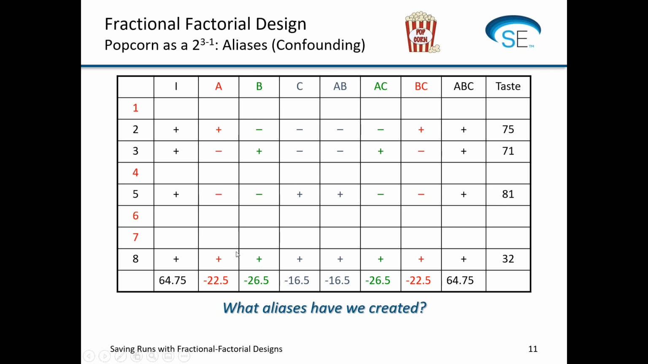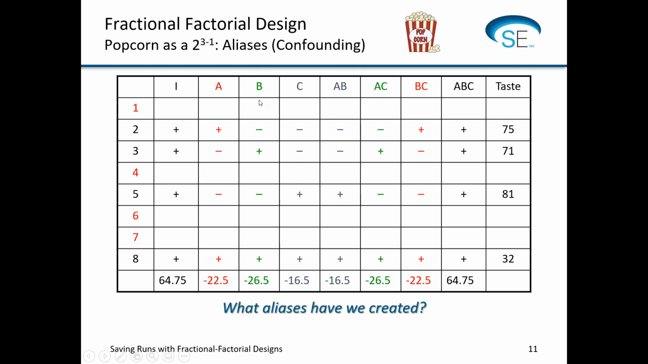Well, you have to average the pluses and average the minuses. The effect of A is minus 22.5. And the effect of BC is also going to be minus 22.5. We don't have two independent columns. We only have one column with two names. So A and BC are simply two names for the same math calculation. That's what an alias is, multiple names for the same calculation.